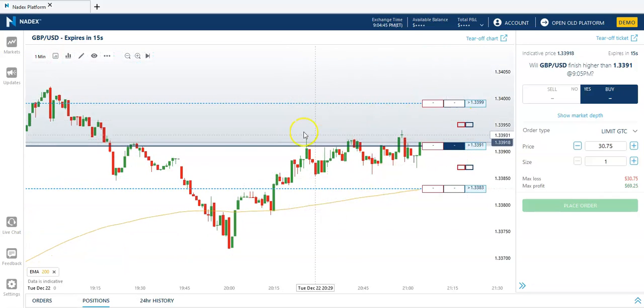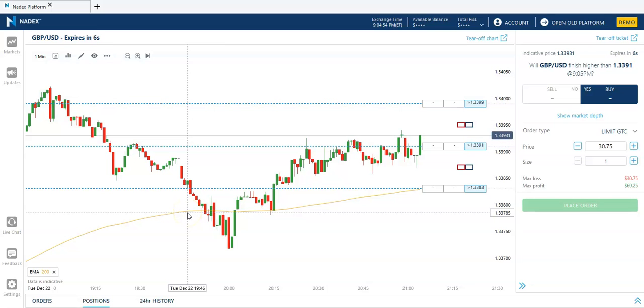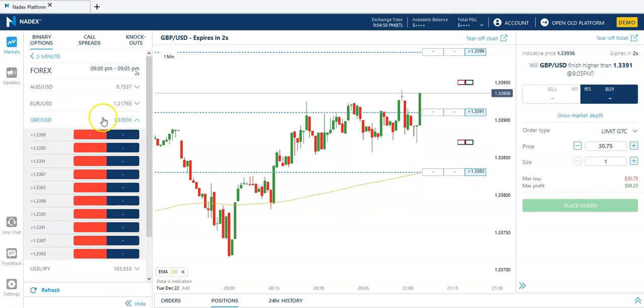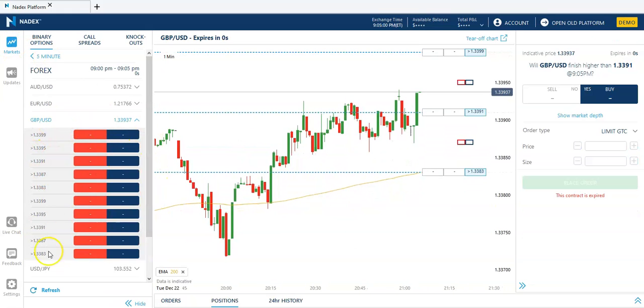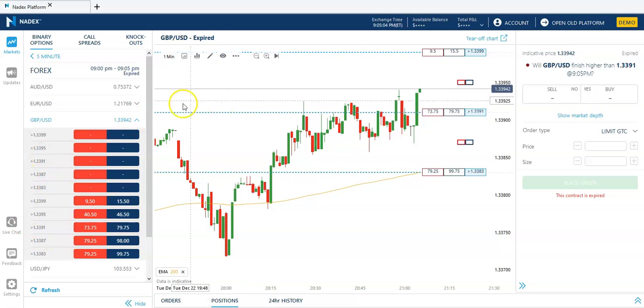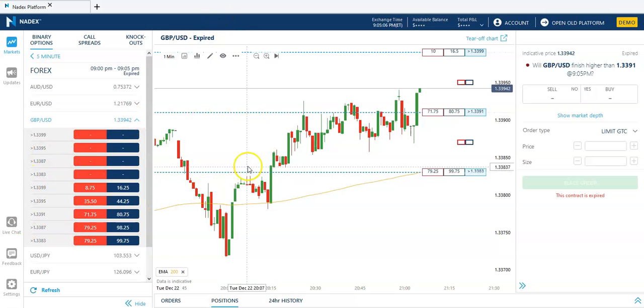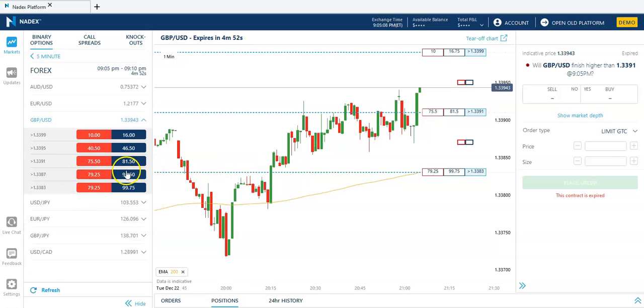So we could see there's 14 seconds left in this contract. We're probably not going to trade this one because there's not that much time left. So let's come back over here to the markets. Okay, these are going to be the very new levels, and we need to wait. So that old contract expired, as you could see right here in real time. The new ones came up.